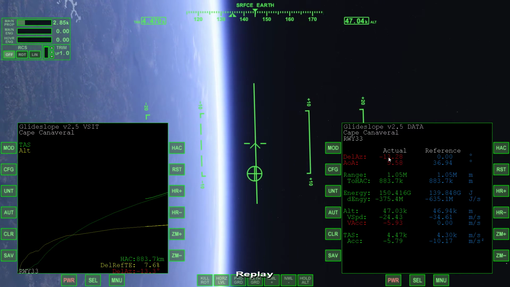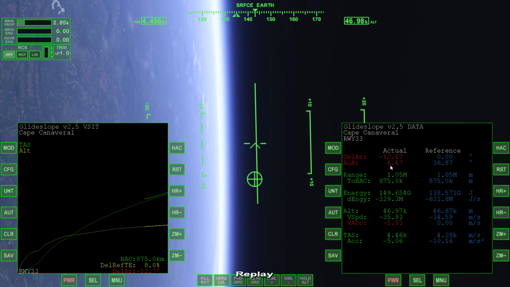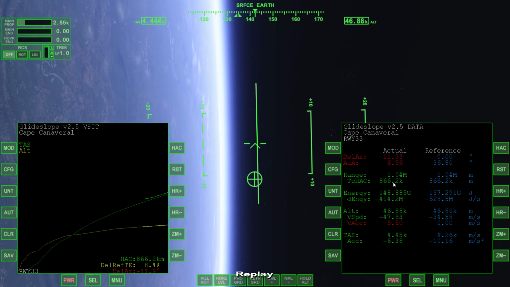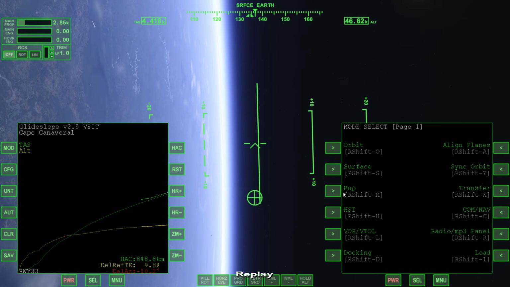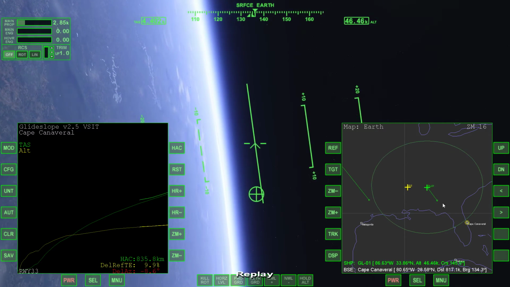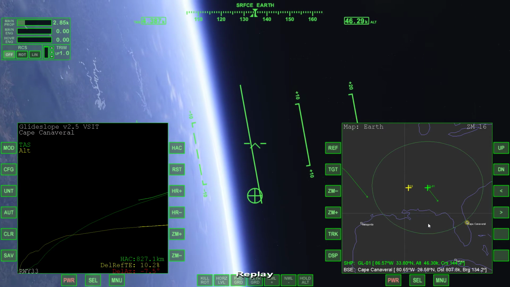So our Delta azimuth got up to a pretty high number there. Generally, I take it around 10 degrees, maybe a little over 10 degrees, and then I'll turn back the other direction. But as we get closer to the base, you don't want to make quite as large of an S-turn.